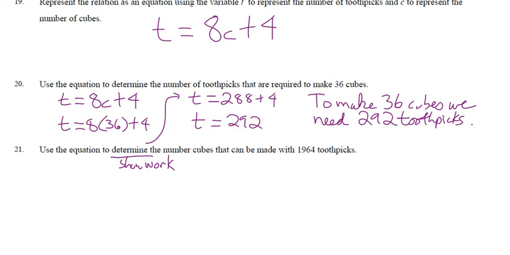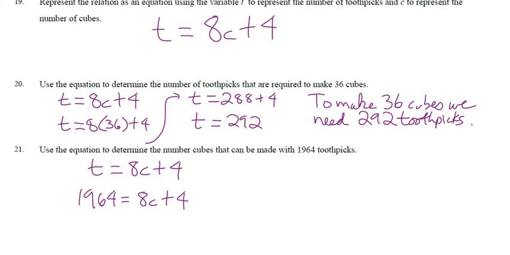Show your work. Determine the number of cubes to be made with 1,964 toothpicks. So what do we do? First step. Formula. Thank you. Okay, what's the 1964? T. I remember 1964. I was alive then. Okay, what's our first step in solving? Subtract 4 from both sides.